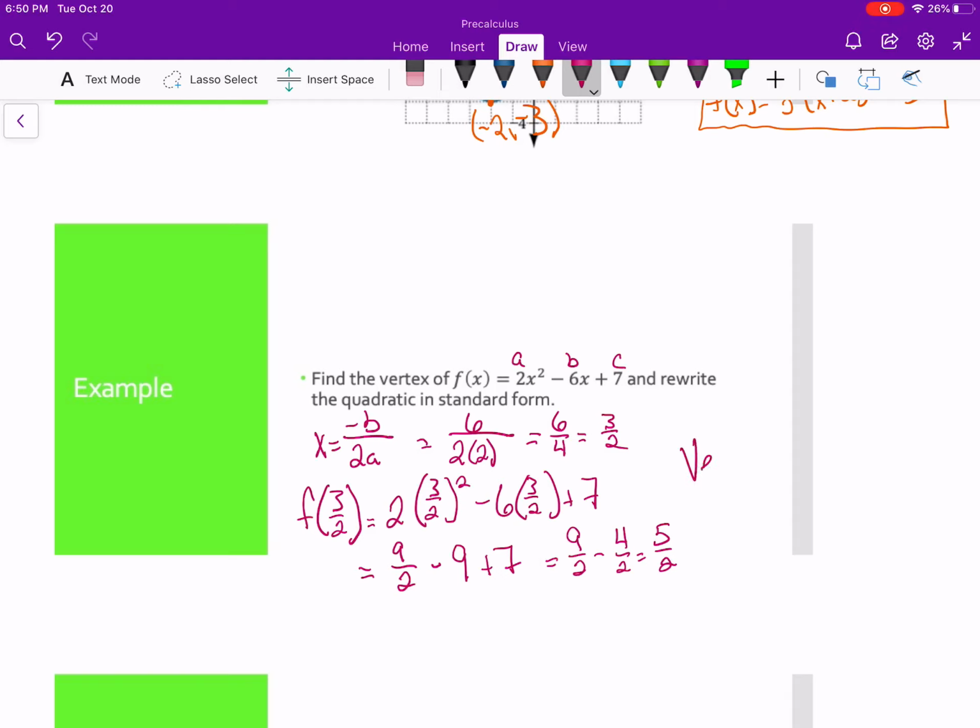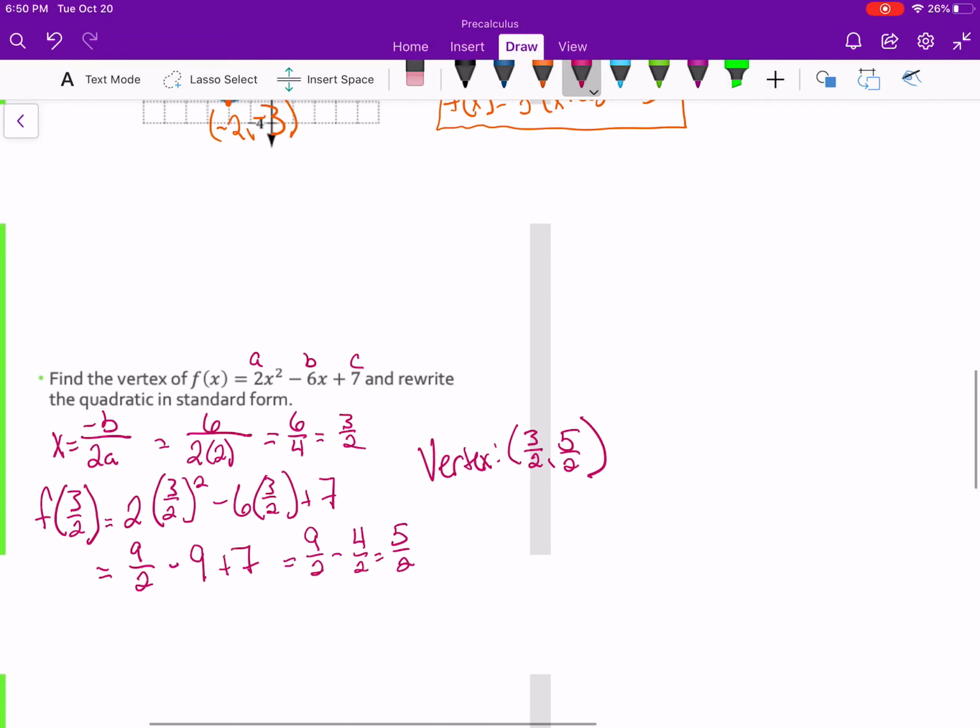So our vertex is 3 over 2, 5 over 2. Then we want to rewrite in standard form or vertex form, which once we have the vertex, it's pretty easy. So we have f of x equals, our a value is going to stay the same, so it's 2, x minus 3 over 2 squared plus 5 over 2. And then we're done.